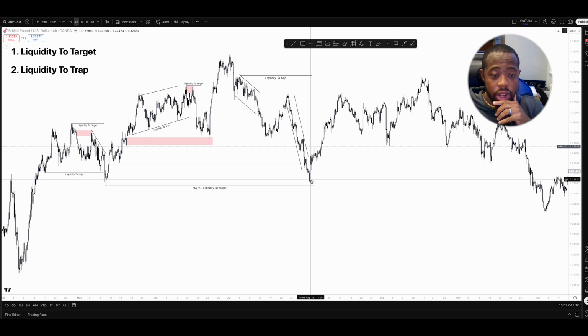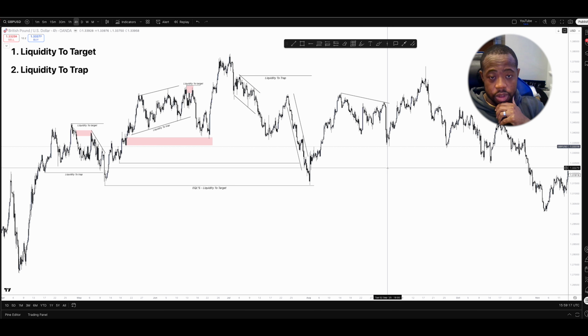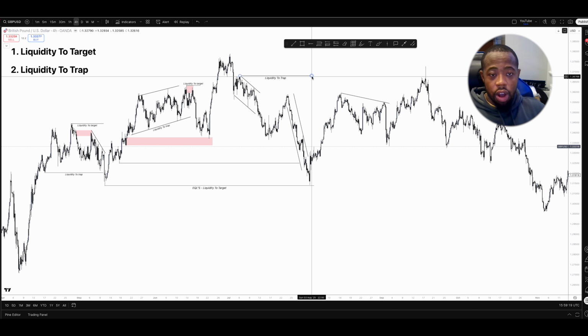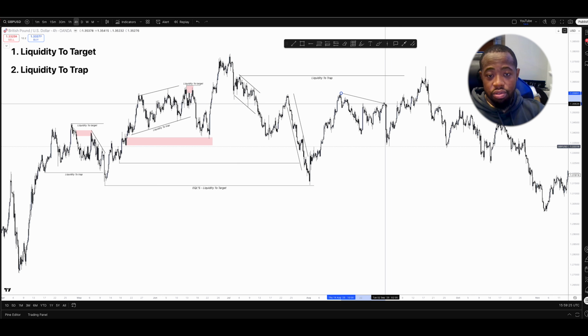What does price do when it starts to move higher? It takes out the high, but then it starts to do what? It creates multiple highs or multiple liquidity points up here. Okay. So of course we've got our main liquidity to trap, up here. But then we've created even more liquidity to trap here. And what does price do also?